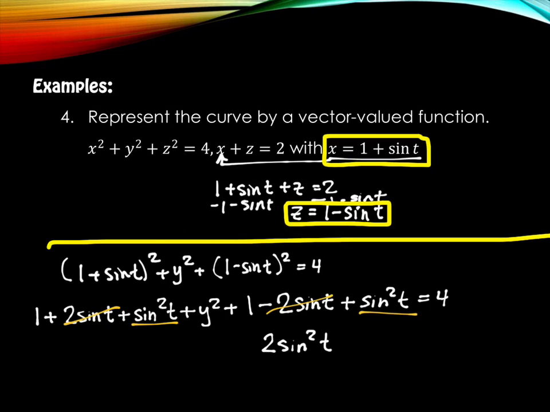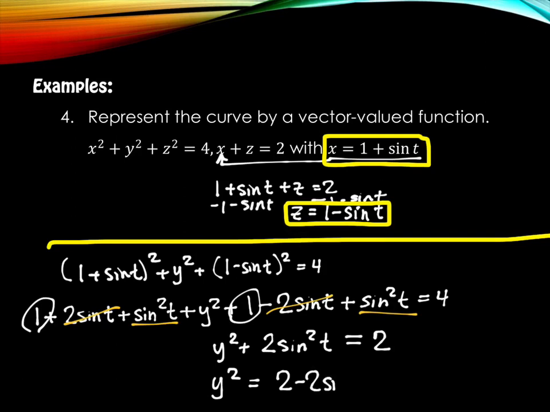You can add the ones and subtract them. So I have a 1 here and a 1 here. That's 2, and I can subtract it to the other side. So 4 minus 2 would be 2. So I can shift that over. If you're good to do it all together, I'm good with that. I think that just leaves y squared, doesn't it? Yep. And so we're going to shift that to the other side. So I have y squared is equal to 2 minus 2 sine squared of t.